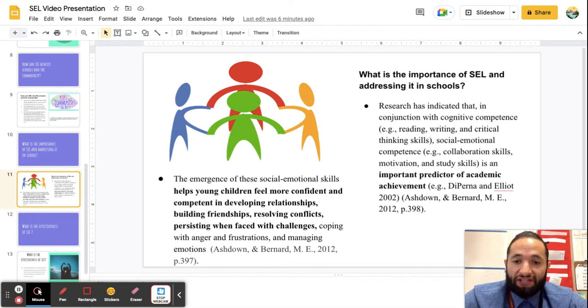It also helps young children feel more confident and competent in developing relationships, building friendships, and resolving conflicts, and persisting when faced with challenges. They're better able to cope with anger and frustration, and they're better able to manage their emotions.